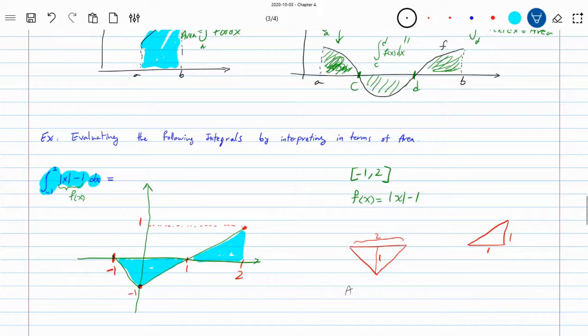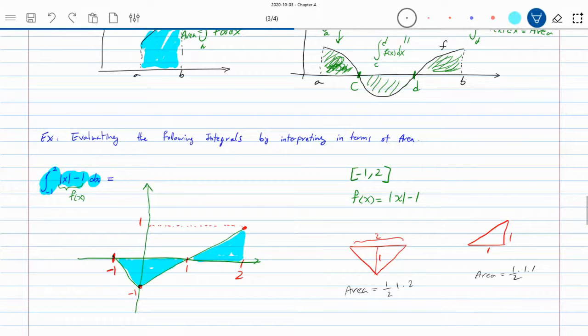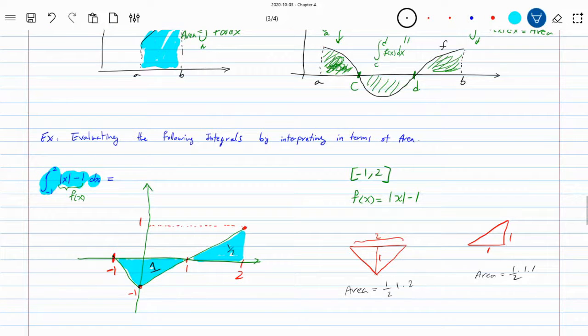What's the area of the first one? Area would be 1/2 times length times height, or 1/2 times 1 times 2. And in the next one, area would be 1/2 times 1 times 1. It's half of a square or half of a rectangle. That's how you get that extra 1/2 in. So the first area would be 1/2 times 1 times 2, which is simply 1. So this area here is 1. The next one is 1/2. This is 1/2. So what is the integral?